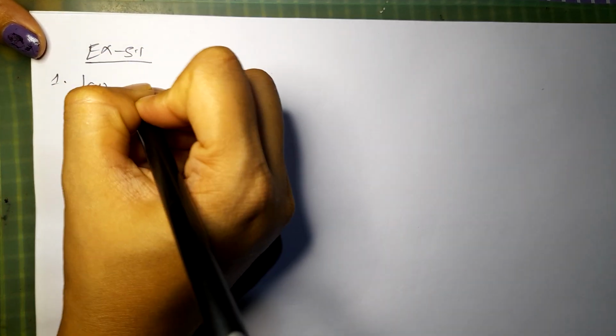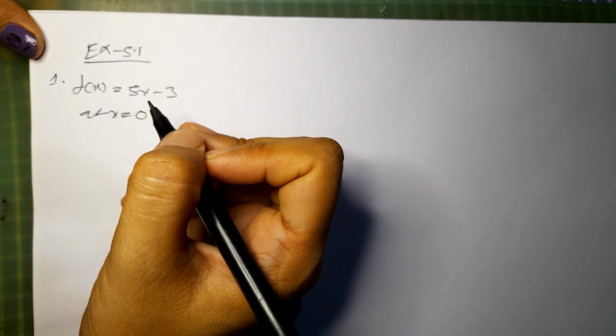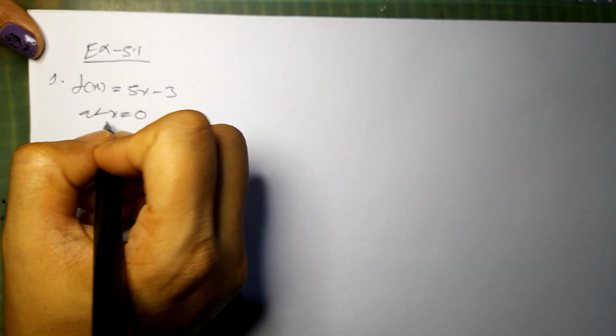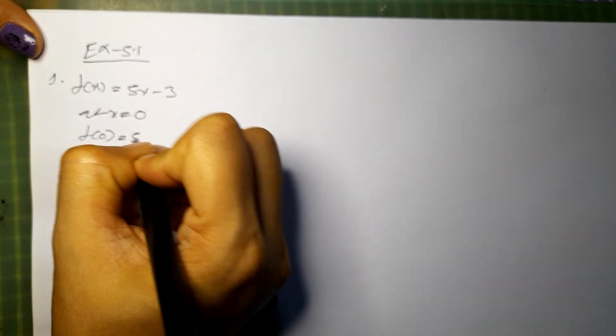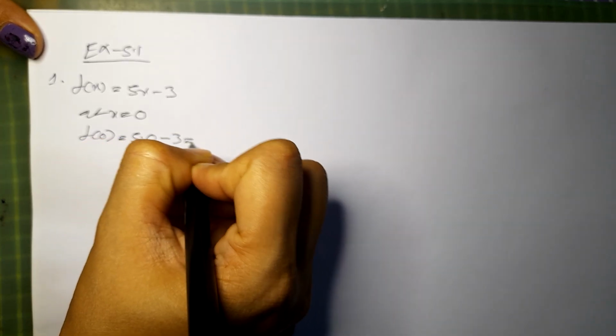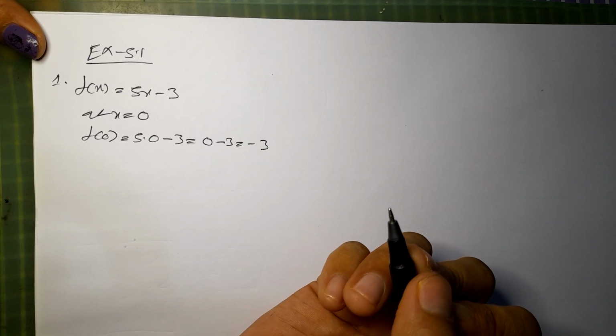Exercise 5.1, question number 1. The function given is f(x) = 5x - 3, and we check it at x = 0. What is the formula? First, let's find f(0). Instead of x, place 0: 5 into 0 minus 3, so it is 0 minus 3, that is minus 3.